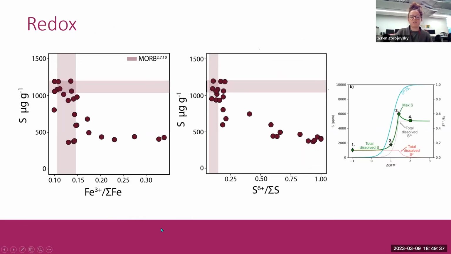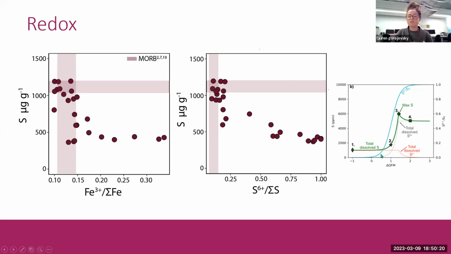So here I have the measured iron and sulfur ratios that I did by XANES, plotted against sulfur content. These red or pink fields are the typical range we would observe in a mid-ocean ridge basalt. So our mid-ocean ridge basalt-like magmas have sulfur contents and iron and sulfur ratios comparable to what has been published. However, what we see is that sulfur content decreases with increasing oxidation. So as we increase our sulfur or iron ratio, and this is reflected in both, sulfur decreases. This is completely at odds with what we expect to see with increasing oxidation.